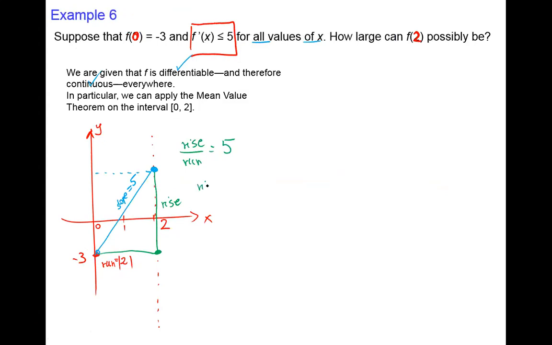Oh, yes, I see the correct answer. That means rise over 2 is 5, which means rise must be 10. Make sense? That means between the green dot and the blue dot, we have to have 10 units. And how many units do we have below the x-axis? I see your answer, Karen.